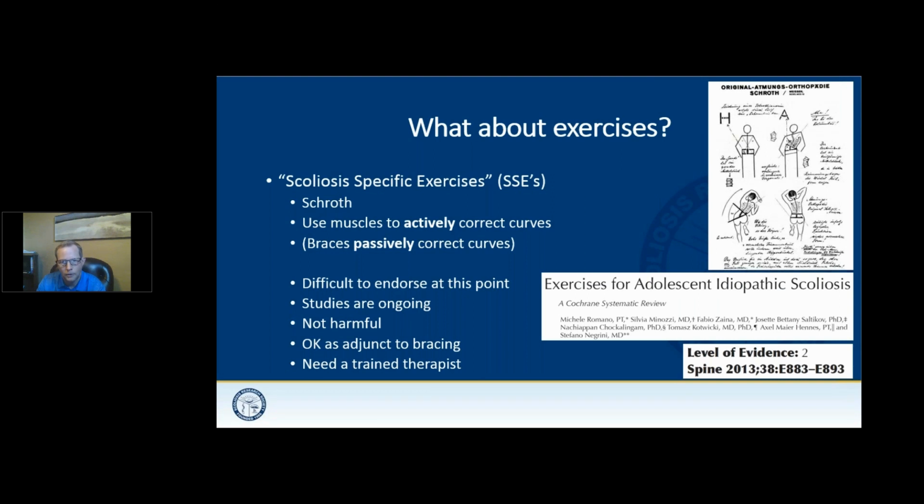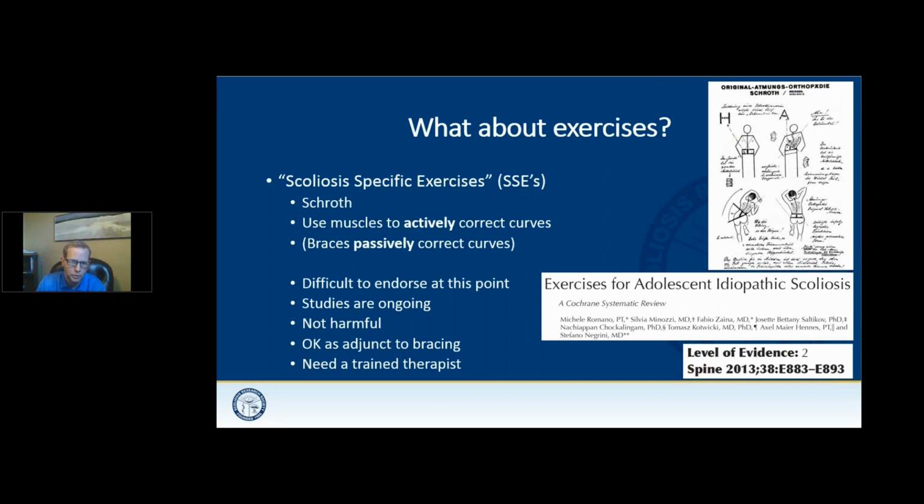We're just not sure yet. In general, they're not harmful. Most of us will allow you to do them, no problem, as long as you are also doing our recommended most effective treatment of bracing. And then the other thing we would say is just doing exercises or therapy in general is probably not helpful. So if you're going to try this, you need to see somebody that is trained to do actual scoliosis-specific exercises.